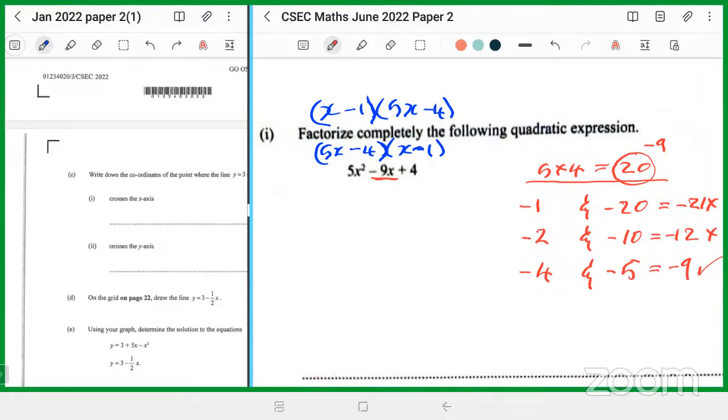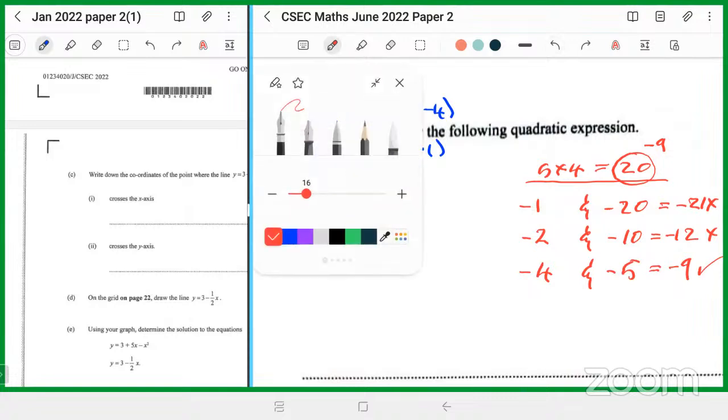It means that we're going to split this negative 9x into negative 4x and negative 5x. Or we can put the negative 5x in front. So I'm going to split it into negative 5x and negative 4x. I'm putting negative 5x in front because I want it to factorize nicely with the 5x squared. So I'm ready now to split the negative 5x.